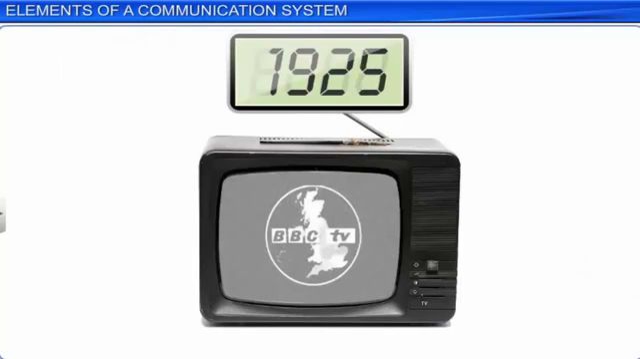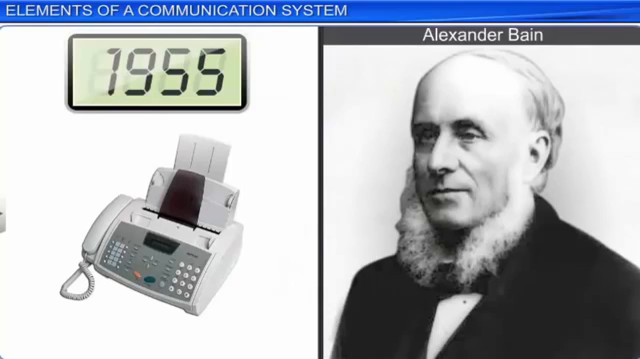The year 1936 marked a major milestone in wide-area communication, with the first television broadcast aired by the BBC. The first intercontinental facsimile was transmitted in the year 1955, using an idea patented by Alexander Bain in 1843.